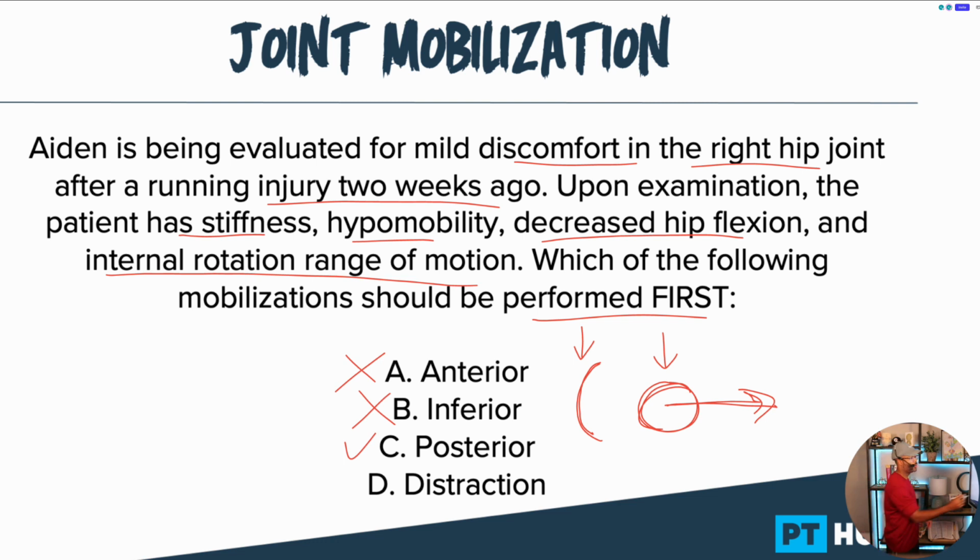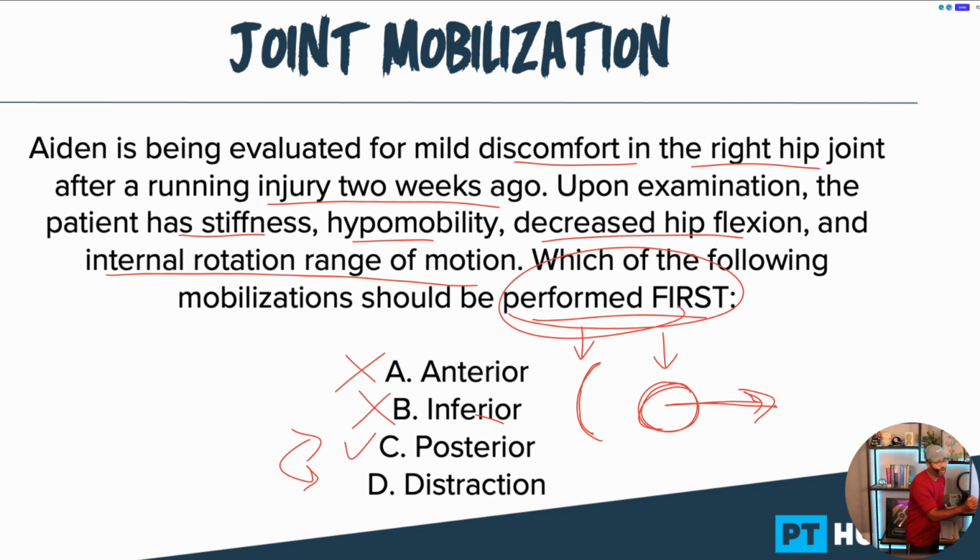So here's the question. As we're down to these final two, which one of them truly answers the question, though? Well, what's the question? It says, which of the following mobilizations should be performed first? It doesn't ask which of the following mobilizations is the most effective. If it asked that, C would be the right answer, because C is the most effective to improve hip flexion and internal rotation range of motion here. But it asks which one should be performed first.